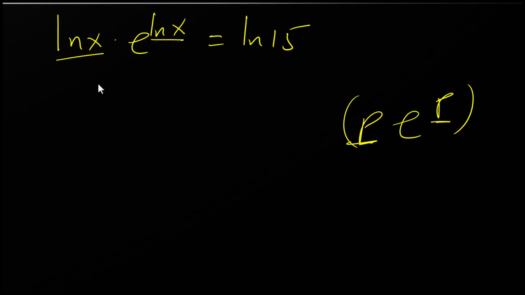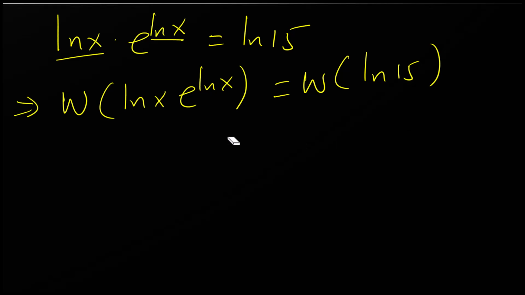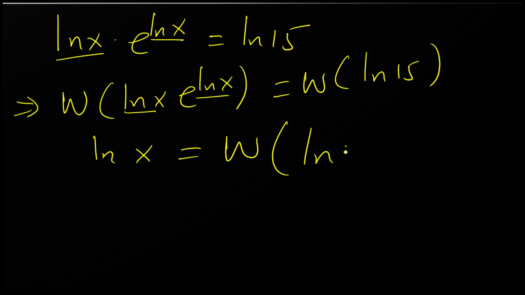Therefore, we can take the W function on both sides. We have W function of ln of x times e raised to ln of x equals W function of ln of 15. So from here, the answer will be ln of x equals W function of ln of 15.